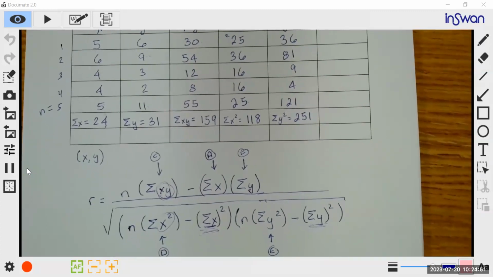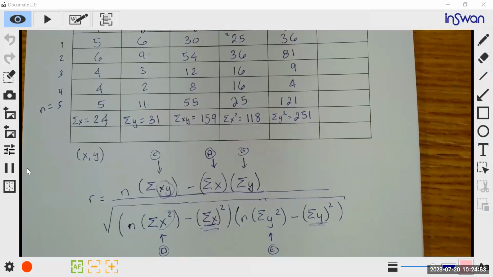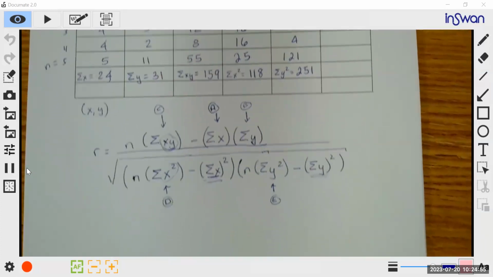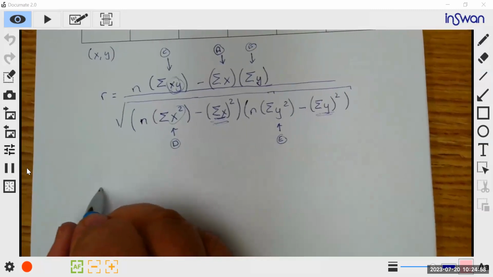Okay, so we have everything calculated. All the columns are done. Let's begin. Plug and play.